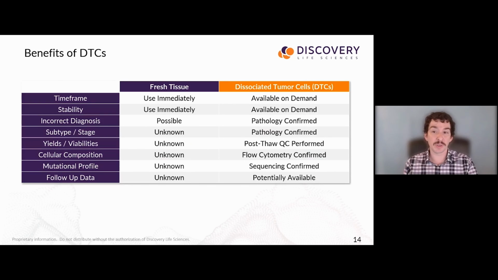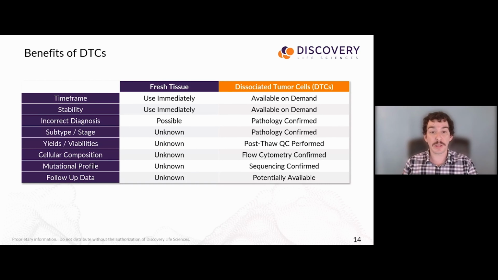So we've looked at fresh tissue, we've talked about DTCs. Let's do a quick comparison here. So DTCs offer a clear advantage over fresh tissue for all of these reasons. They're cryopreserved and available on demand, which lets you bypass the use it or lose it timeline when dealing with fresh tissue. You can now work on multiple patients in parallel at the same time in an assay, as opposed to having to run them one at a time not on your schedule, but at the schedule of the actual fresh tissue acquisition and delivery.